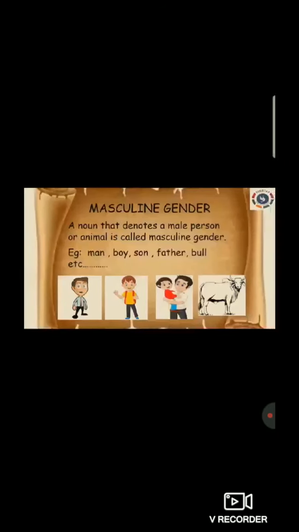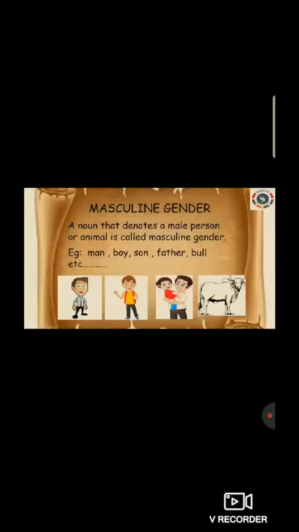Students, again I am repeating, there are 4 types of gender. First one is masculine gender, second one is feminine gender, third one is common gender, and the fourth one is neuter gender. So again I am explaining masculine gender. What is the meaning of masculine gender? A noun that denotes a male person or animal is called masculine gender.